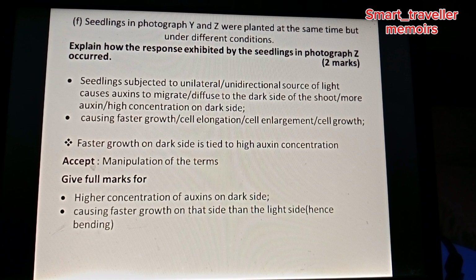Give full marks for higher concentration of auxins on dark side. You give 2 marks. Or causing faster growth on that side than the light side, hence bending.